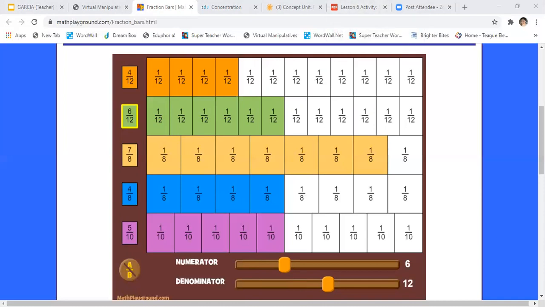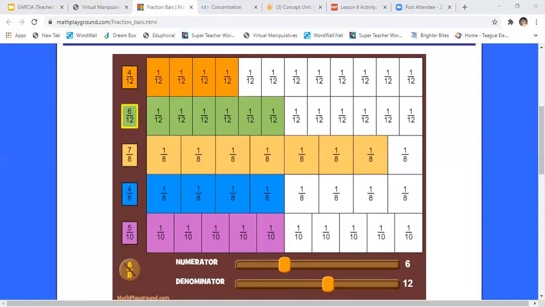Yes, this comparison is false. It is a lie, because if I look at the 4 12s and this whole section was my whole, there's only 4 pieces of it. But if I look at this fraction that has 6 of them shaded in out of my 12, I see that it has a greater value, 2 more sections than the top one. So that's why it's false. It should say the opposite, that 4 12s is less than 6 12s.